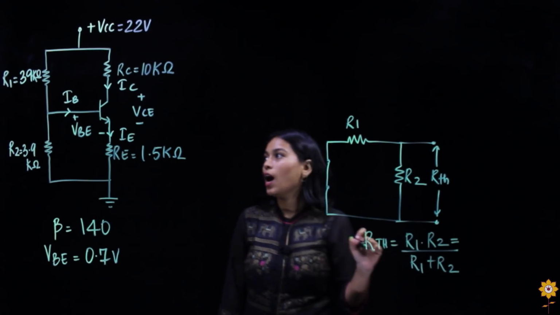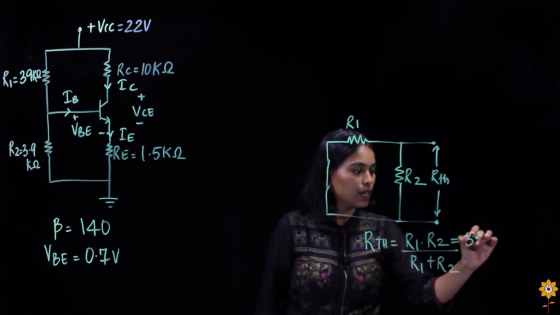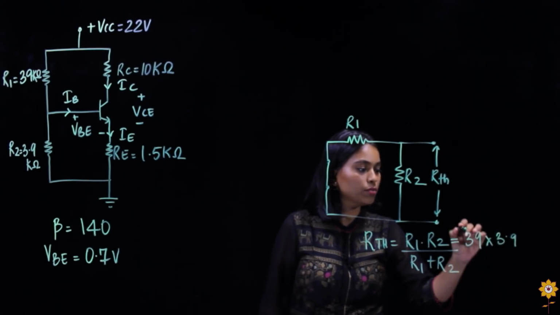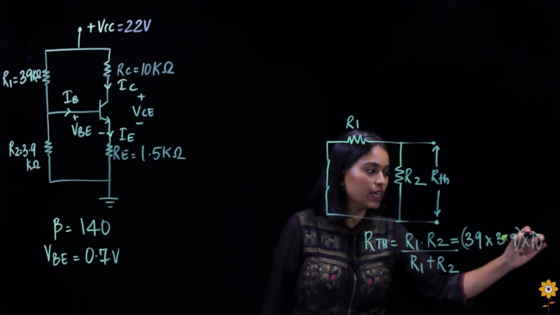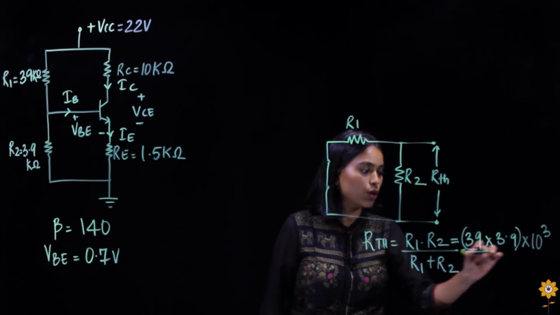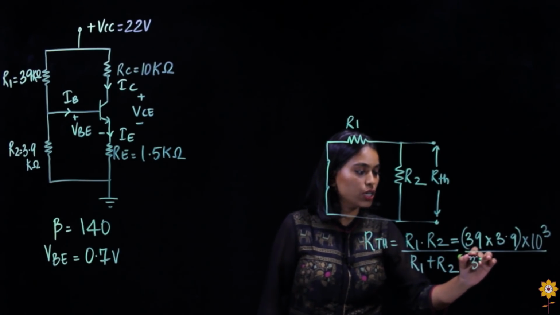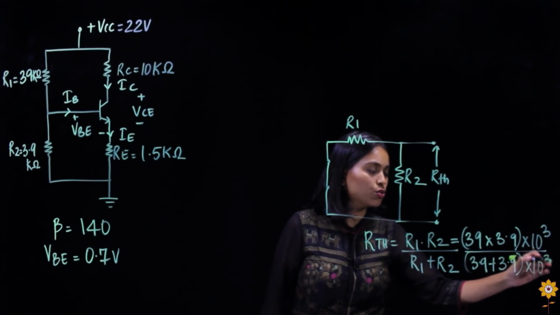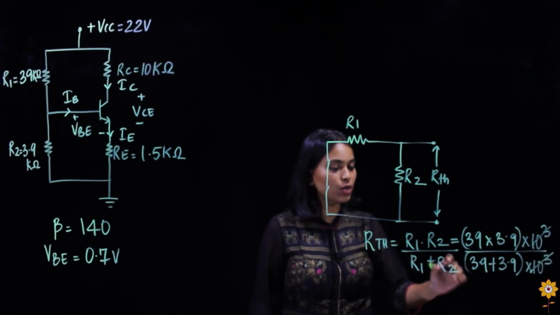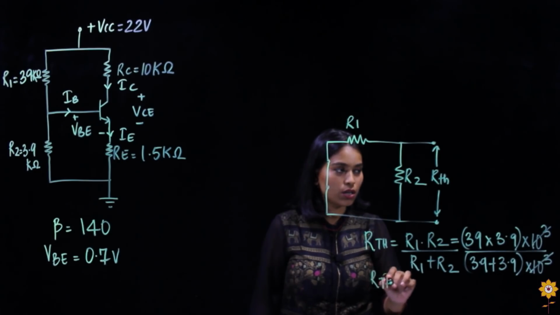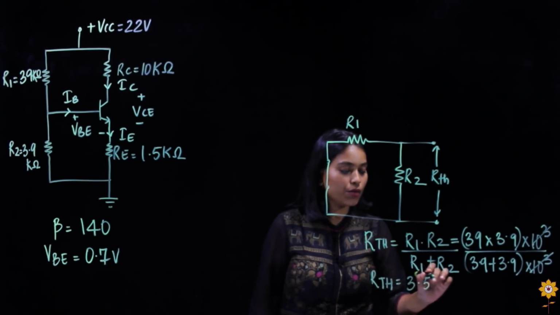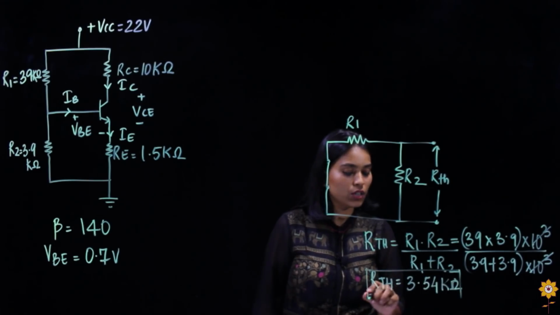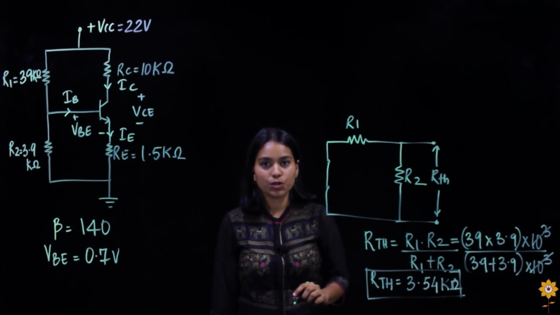So let's solve it. R1 is 39 kilo ohm and R2 is 3.9 kilo ohm. So never forget to multiply this by 10 raised to 3 since it is kilo ohm and then add these two. So 39 plus 3.9, 10 raised to 3. So both of this will anyways be cancelled out and RTH is equal to 3.54 kilo ohm. So this is the value of RTH.